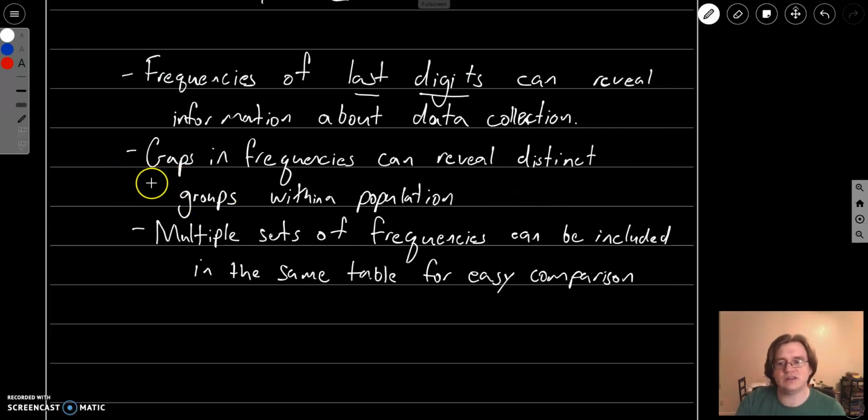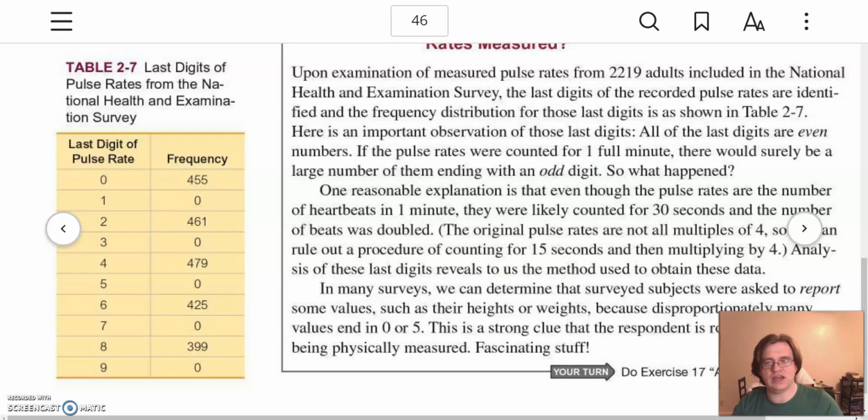Gaps in frequencies can also reveal distinct groups. So for instance, if there's a huge gap in the data and we've got a lot of small numbers and a lot of big numbers, maybe those are coming from different sorts of things. And then lastly, you can put multiple frequencies on the same table to look at.